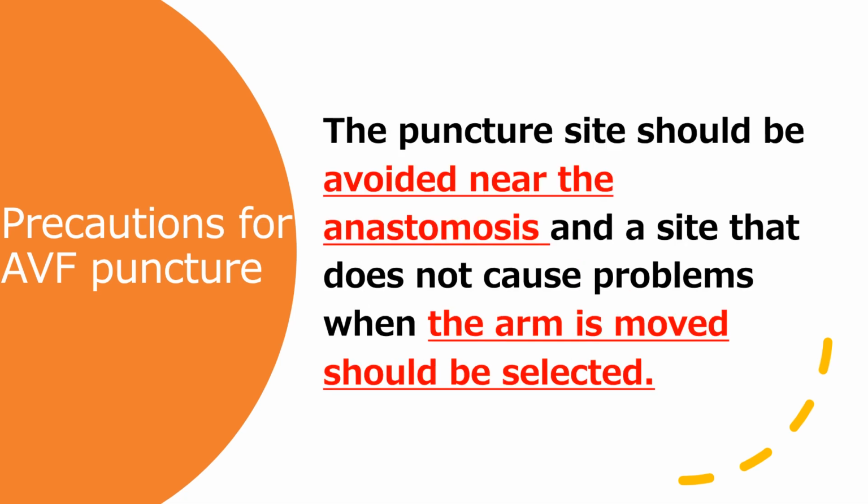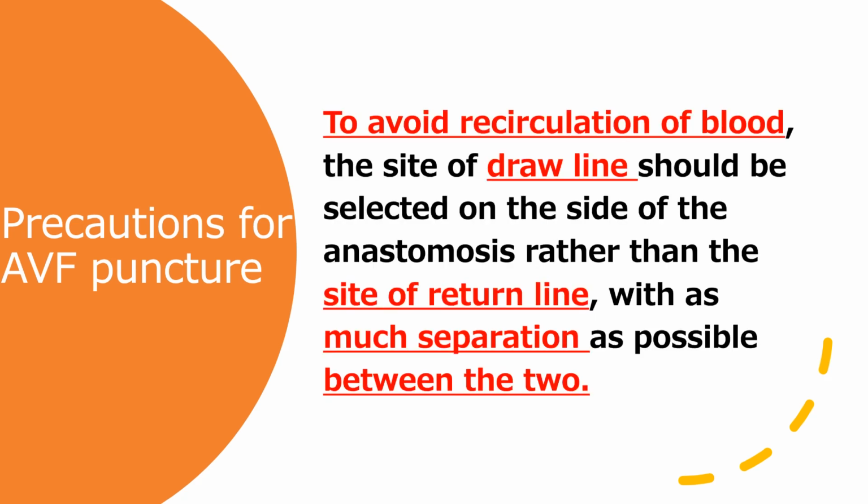AVF precautions. It is important to avoid puncture sites near the anastomosis and to select a site that does not cause problems when the arm is moved. To avoid recirculation of blood, the site of the draw line should be selected on the side of the anastomosis, rather than the site of the return line, with as much separation as possible between the two.